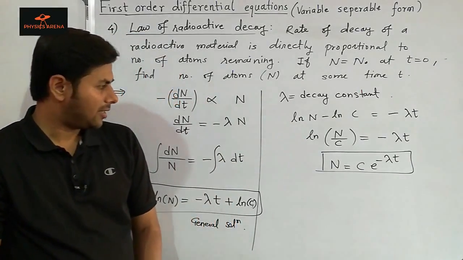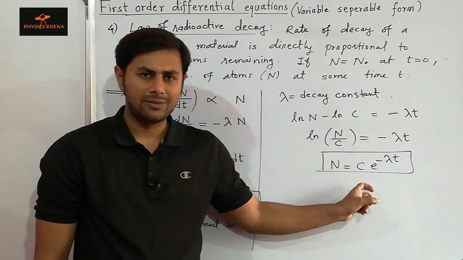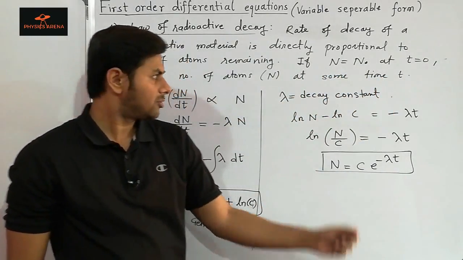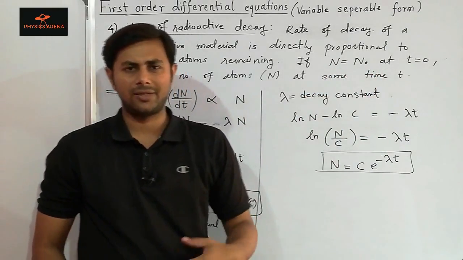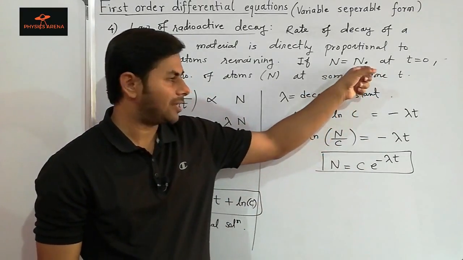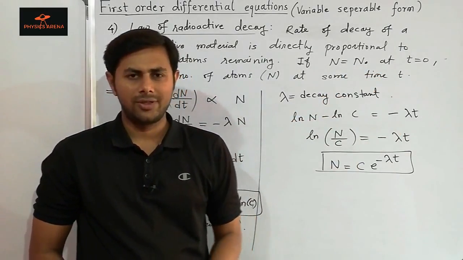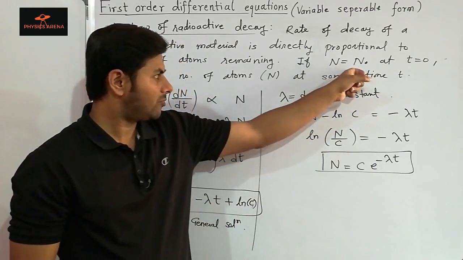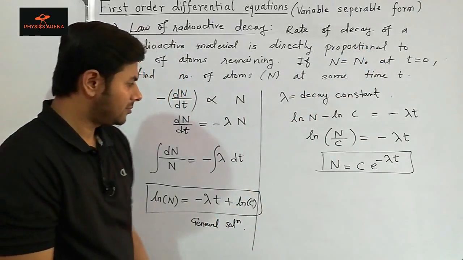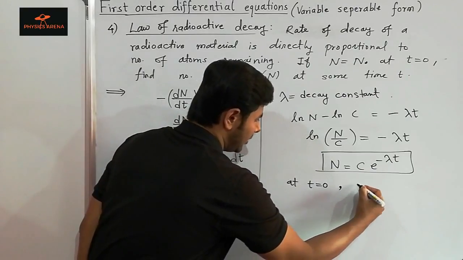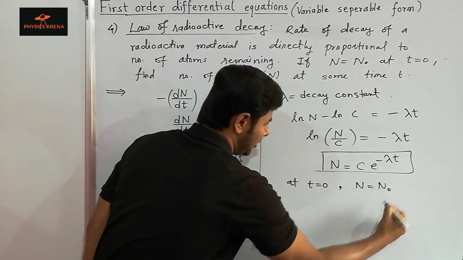Okay, and how can we determine C? By using the condition given in the problem. We could have some other number like 2, 10, 15, 100, 1000 in place of N naught. So it could be a particular solution for that number, but now we have some N naught here. So at t equals 0, we have N equals N naught.